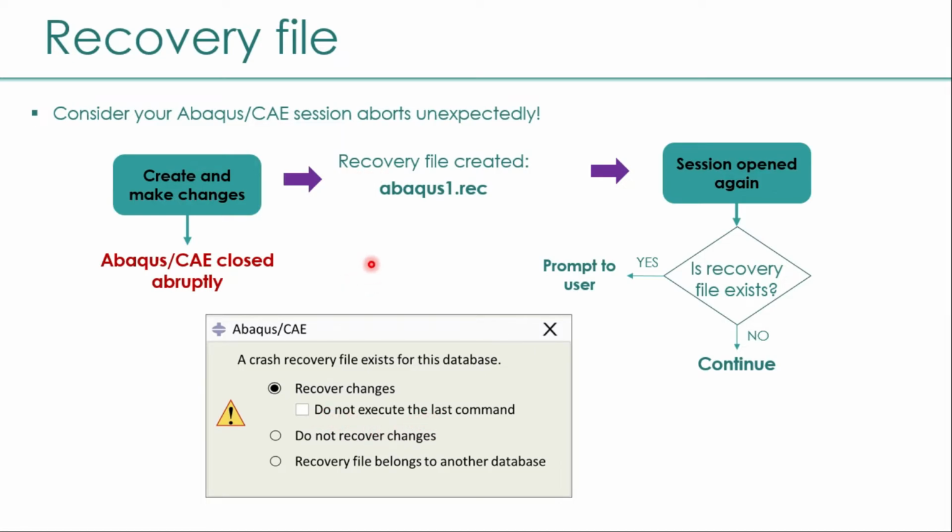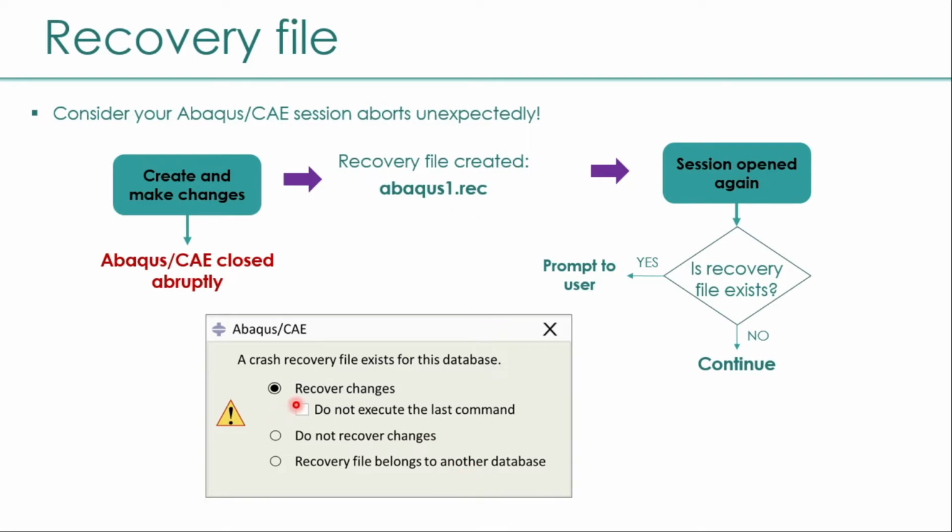Let's say you think that the last command that you executed, or the last action that you did, might have caused the error. In that case, you can tick this option. Abaqus then does not execute the last command, and you can stop the abrupt closing of your Abaqus CAE session. The other option you can choose is do not recover changes.